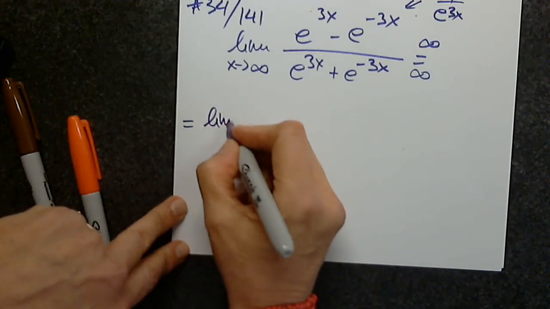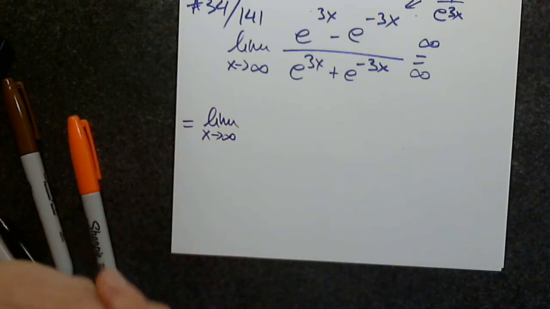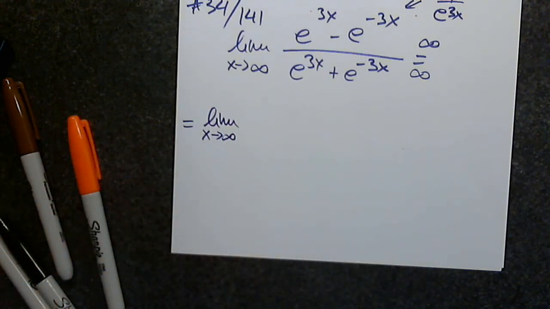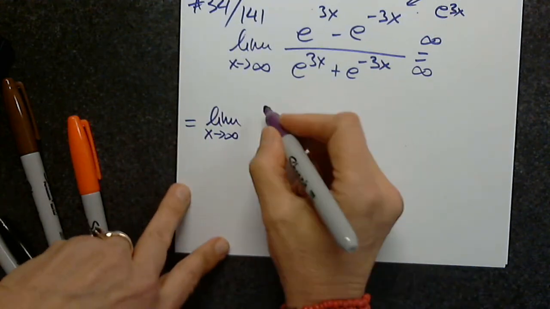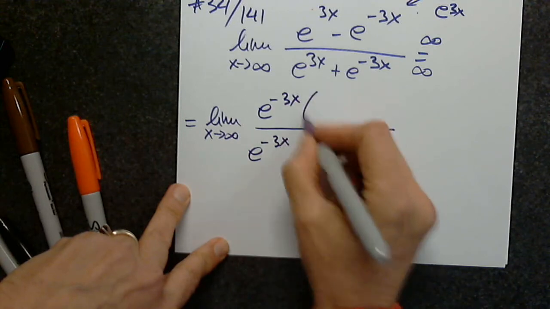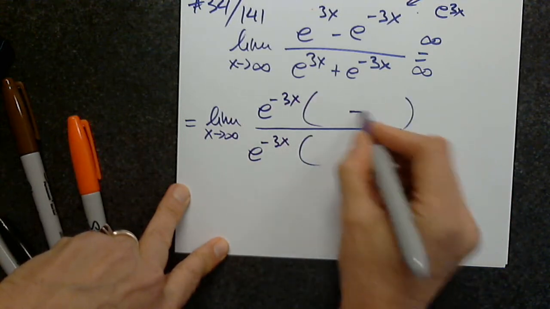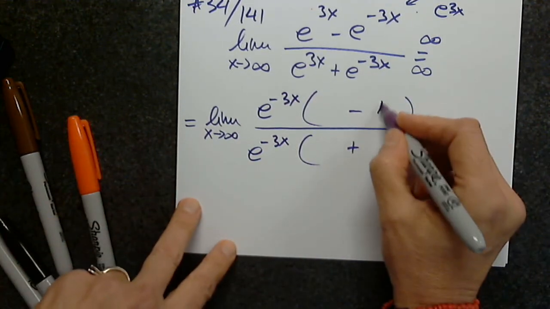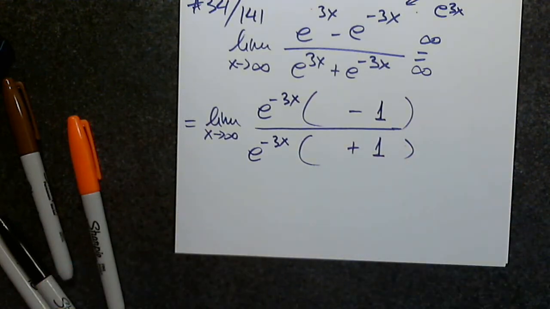So again, in this particular situation, we will try to factor out something. So I would like to factor out e to negative 3x from the top and from the bottom. Obviously, this will be 1 and this will be 1. But can you tell me what we get?